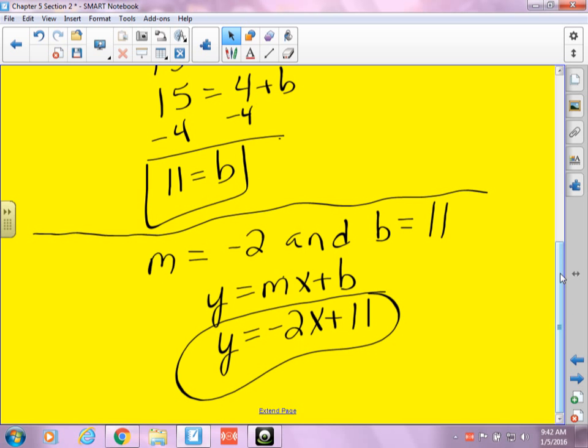Notice that my slope is -2. There's a couple of you who wrote it down as a positive, so make sure it's negative. And then my line is on the slide. Any questions? Is there something that you don't understand?